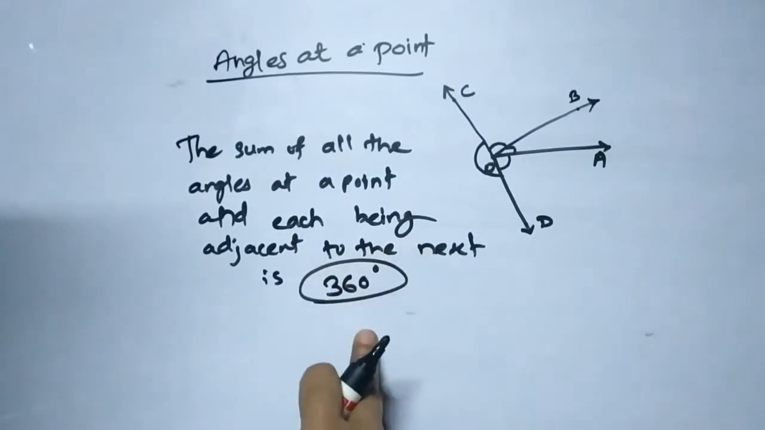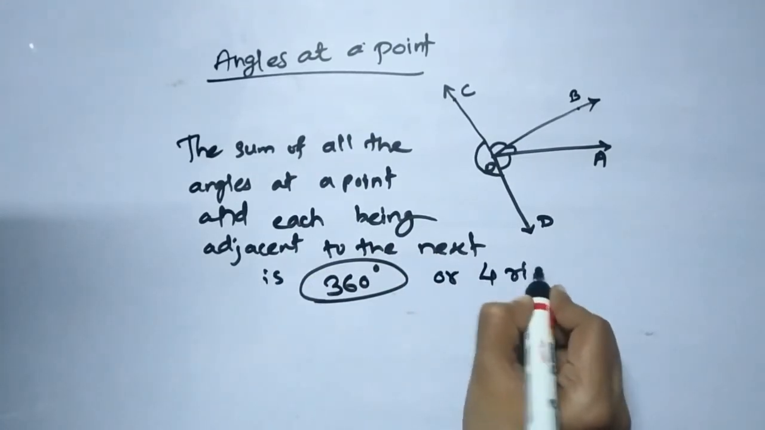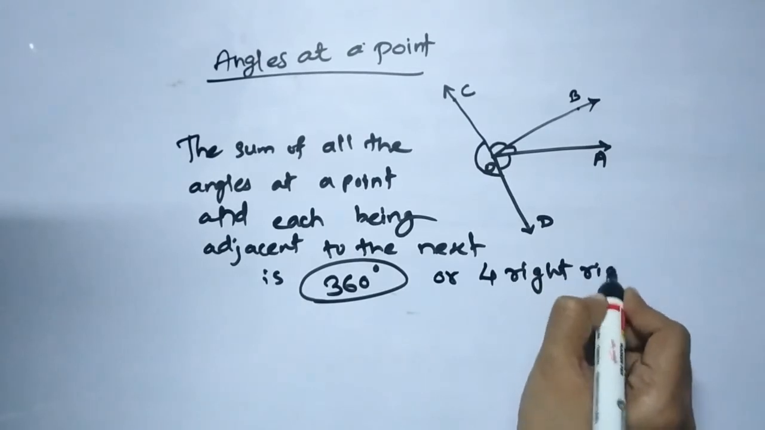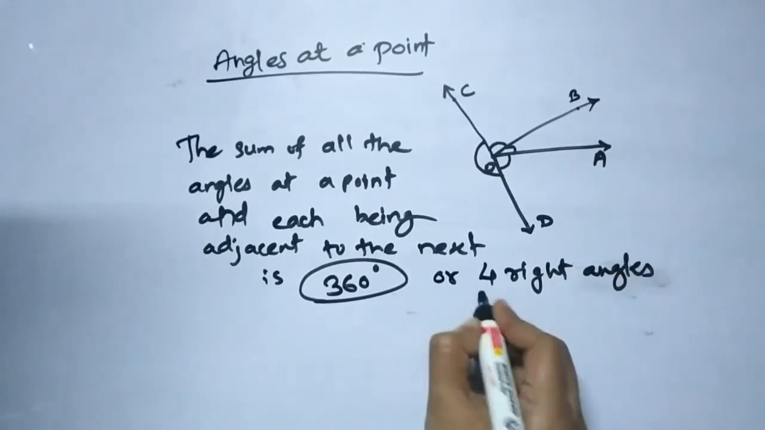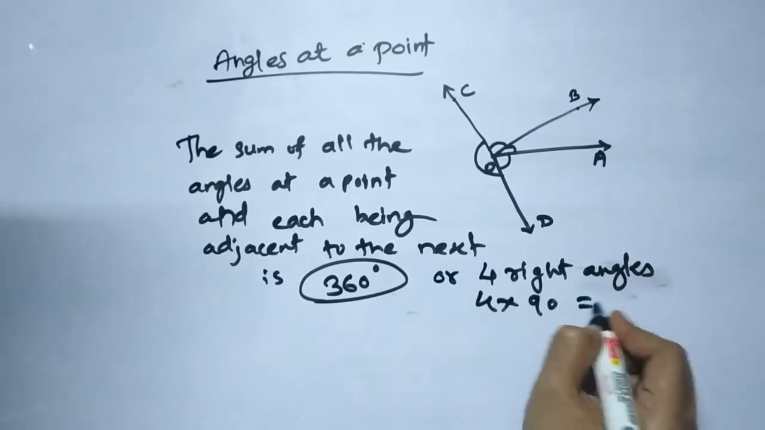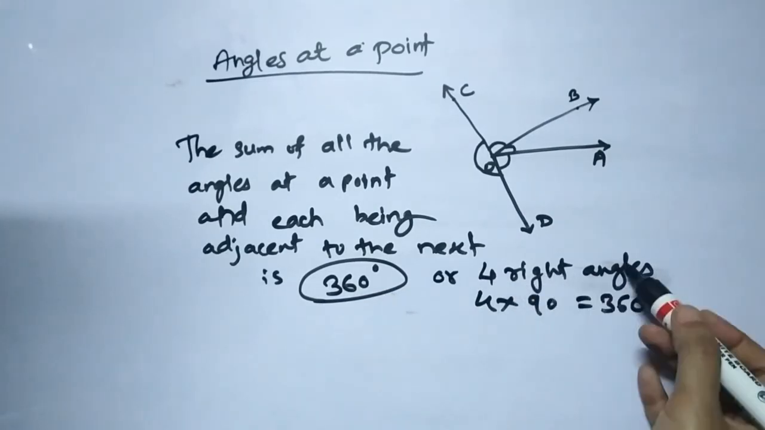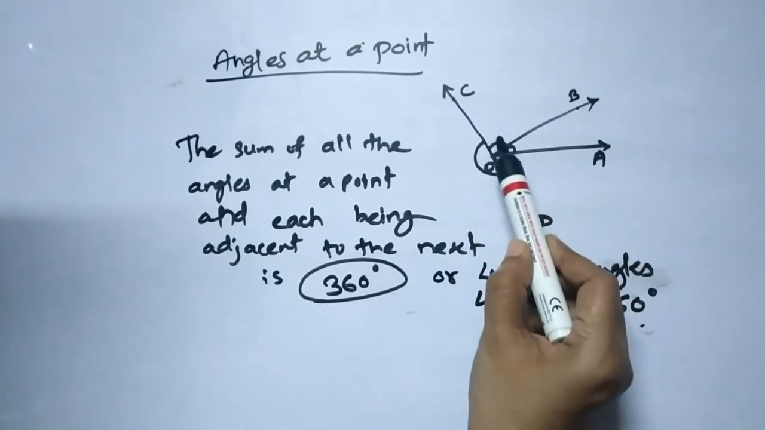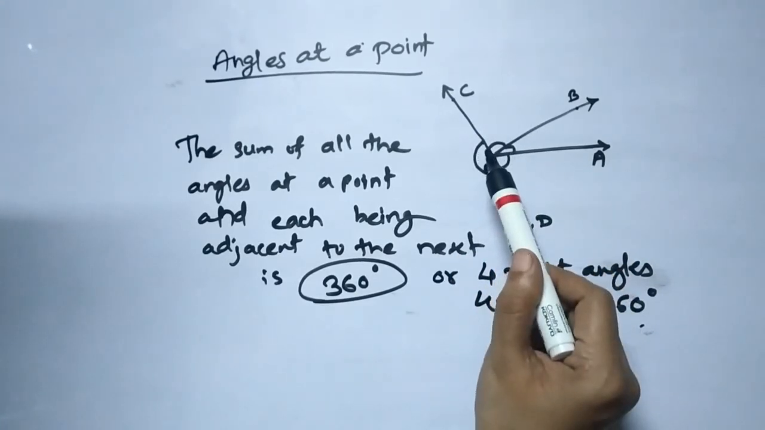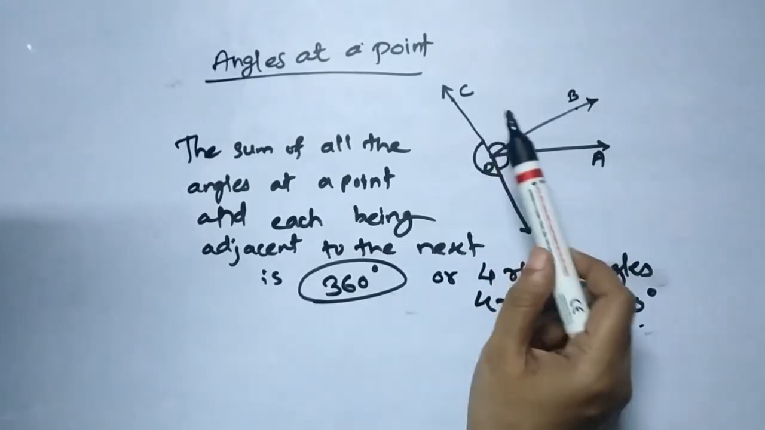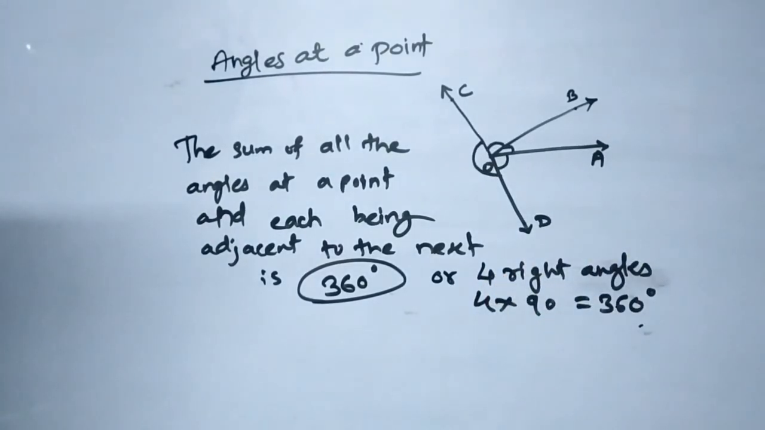360 degrees means we get a complete angle, or you can say 4 right angles. That means 4 into 90, you will again get 360 degrees. If you want to say 360, you can say 360, otherwise you can say 4 right angles. So when angles form at one complete point O and they are all adjacent to each other, they all come at the same point and go round point O. So you can say that they form one complete 360 degree angle.